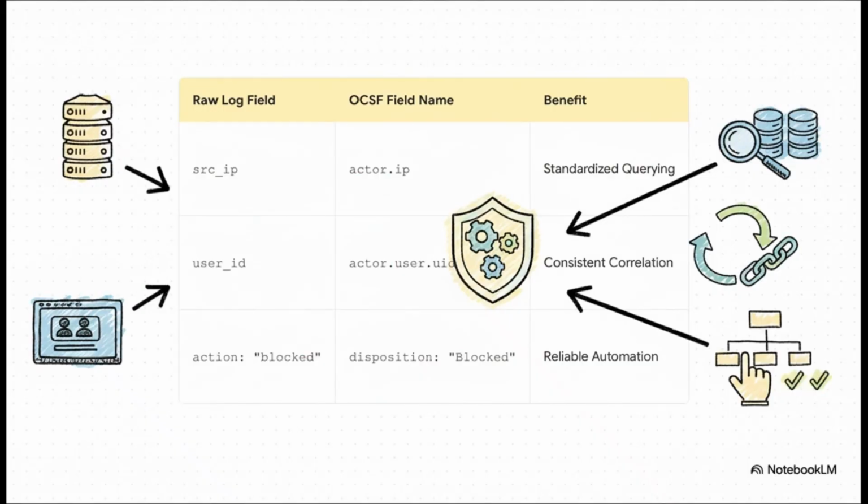And this right here, this is where the magic really happens. You see that a field like source IP from a firewall log always gets mapped to actor.ip. A user ID becomes actor.user.uid. This consistency means your queries, your detection rules, your automated responses, they become totally portable. You write them once, and they work everywhere.